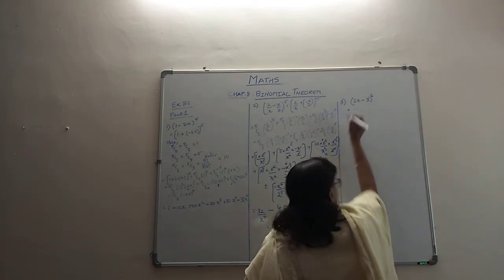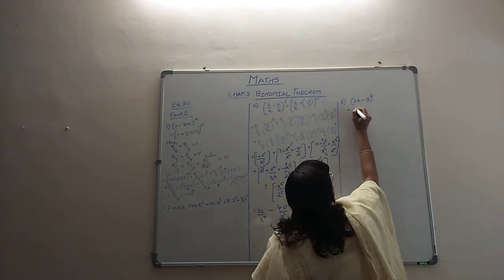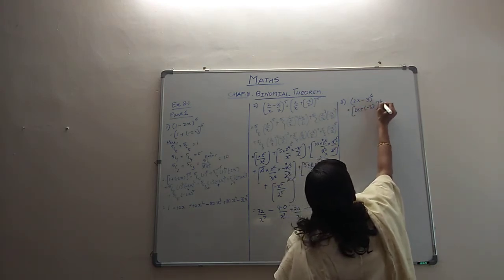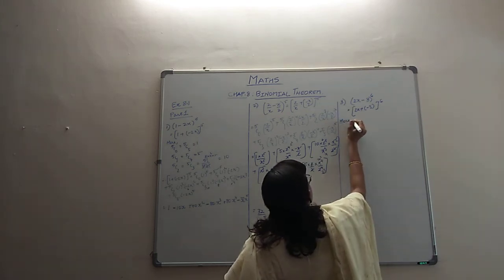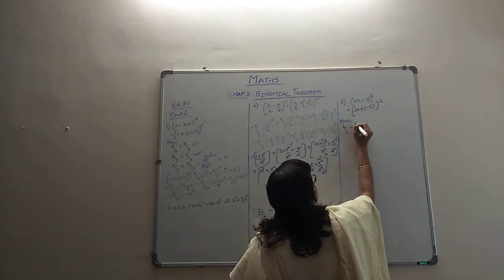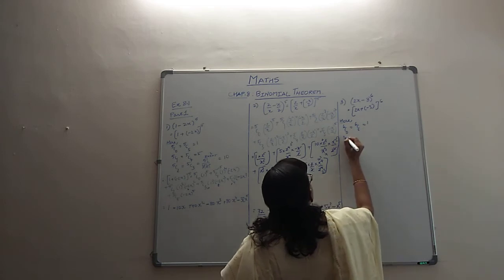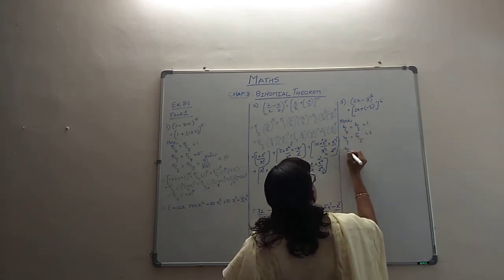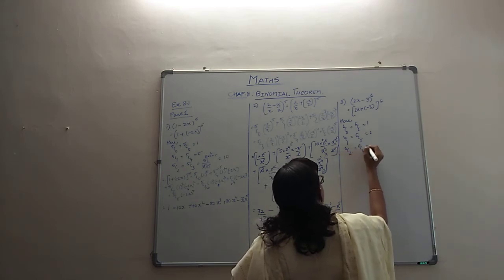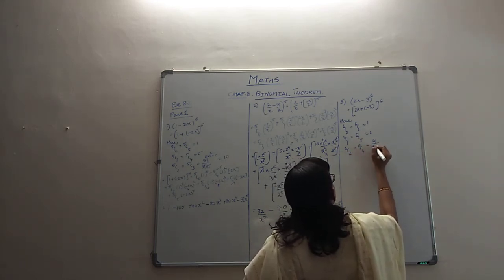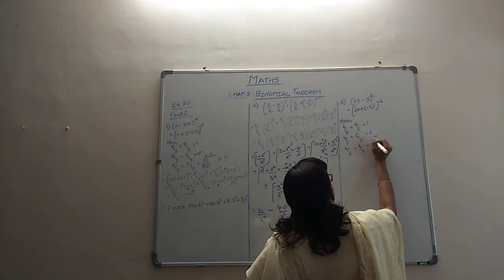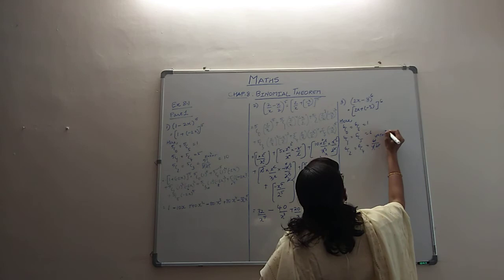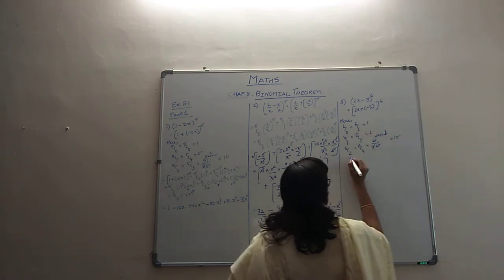Like the previous, we could write this as 2x plus minus 3 whole raised to 6, and we'll see all the other values here. 6c0 is equal to 6c6, which is 1. 6c1 is 6c5, which is 6. 6c2 equal to 6c4 is 6 factorial by 4 factorial into 2 factorial, but this is 4 factorial into 5 into 6. So as a result, it will become 15.